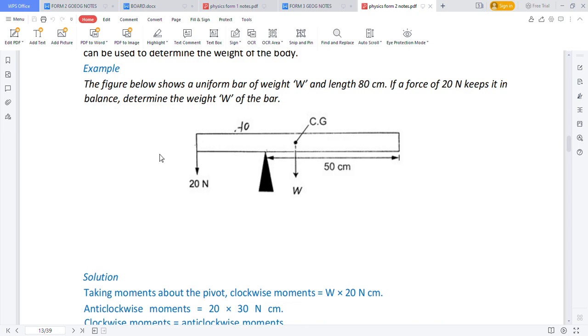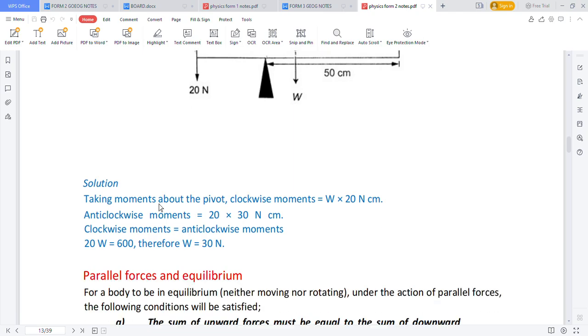You remember, you are told it is 80 centimeters. So it means the COG is at 40 centimeters. Then the distance from the 20 Newton to the pivot, I can see it is 10. So what these people want, they just want you to apply the same rule. The sum of the anti-clockwise moments is equal to the clockwise moments at a given point.